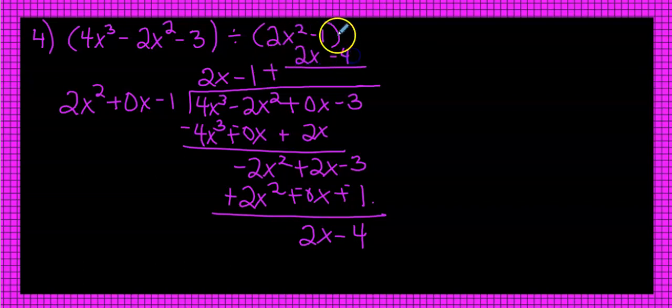And then my original divisor goes in the denominator. So again, this is not a factor of this. I would have to have gotten a remainder of 0 to say that this is a factor of this polynomial.